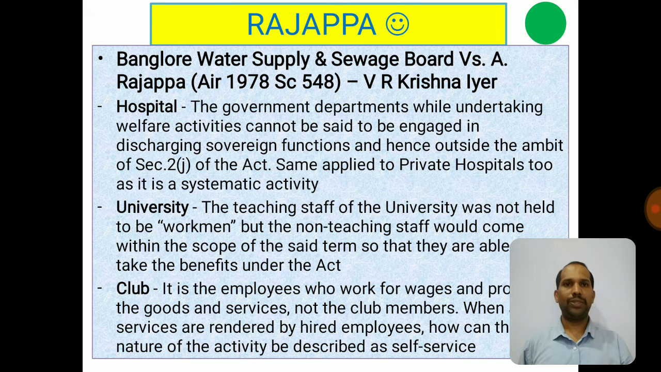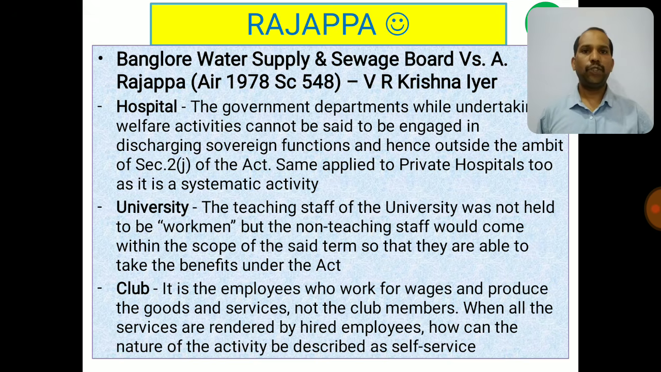What happened in the Bangalore water supply case? Let's try to understand. Here in this case, they have defined each and every service in a different way. This was argued by V.R. Krishna Iyer, and what he said is, the government department while undertaking welfare activities cannot be said to be engaged in discharging sovereign functions, and hence is not outside the ambit of section 2(j) of the Act. The same applied to private hospitals too, as it is a systematic activity. Neither government hospitals nor private hospitals can say that they are outside the definition of industry because they are doing systematic activity. So they are industry.